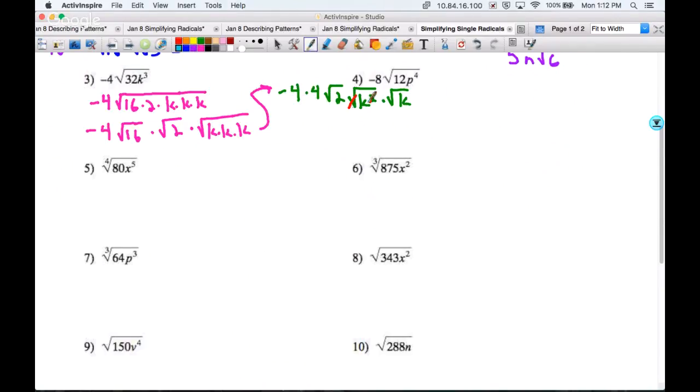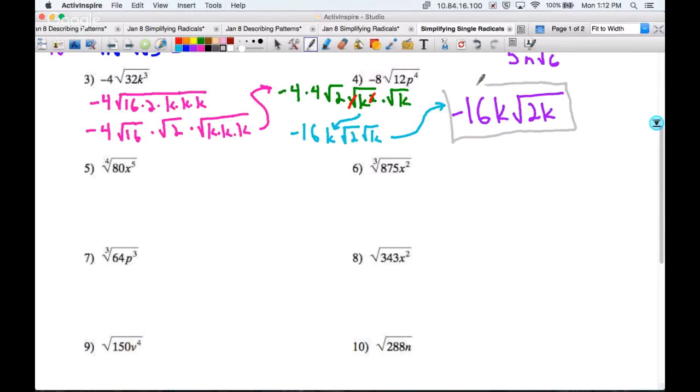All right, combine these two 4's which are being multiplied. We got negative 16. Let's bring that k to the front. K root 2 root k. And now we can use that product property of radicals backwards. I've got 2 square roots being multiplied. I can just write that as 1 square root, negative 16k square root of 2k. And we'll put a box around that. That's all for number 3.